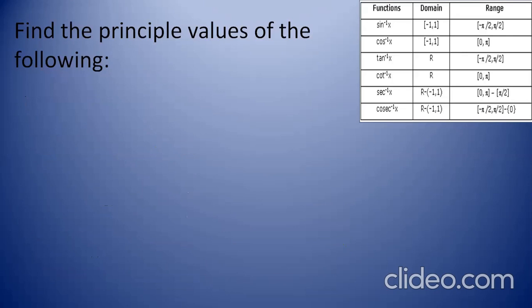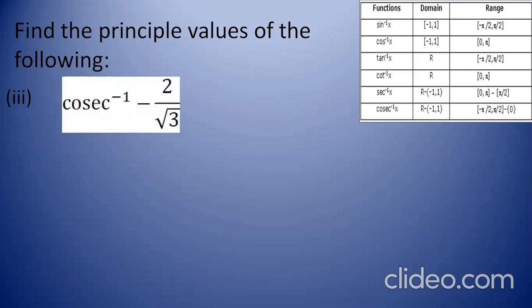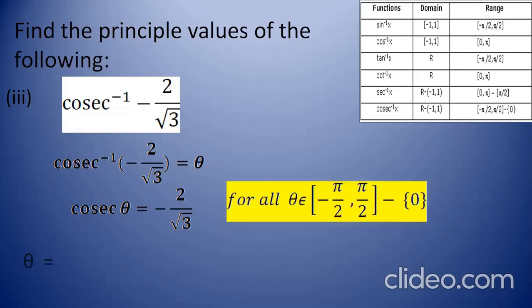Now, find the principal value of cosec inverse minus 2 upon root 3. So again, we write cosec inverse minus 2 upon root 3 as theta. So we can write cosec theta is equal to minus 2 upon root 3. 2 upon root 3 is the value of cosec pi by 3. So that's why we can say cosec theta is equal to minus cosec pi by 3, and theta belongs to the closed interval minus pi by 2 to pi by 2 except the 0 degree value. So that's why we can say the value of theta is equal to minus pi by 3.